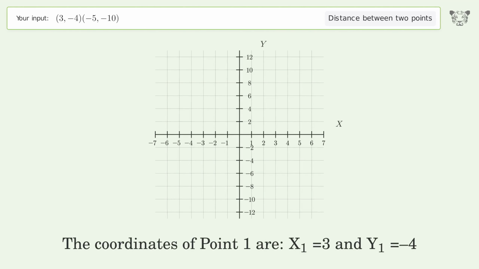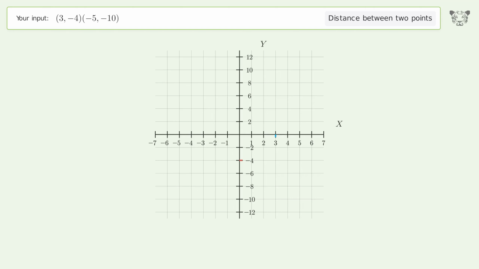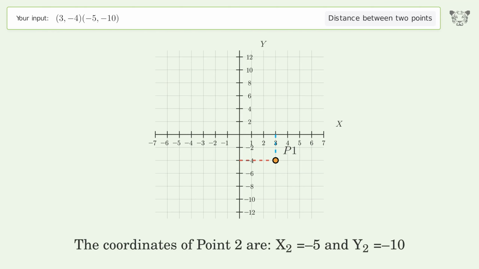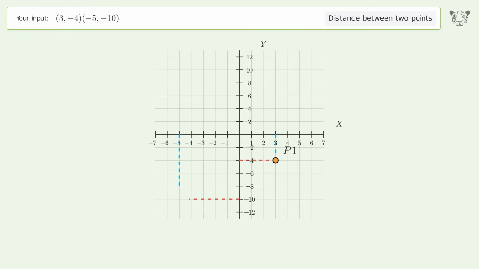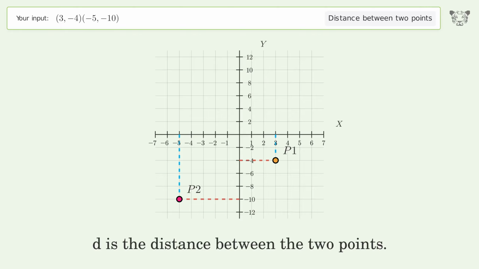The coordinates of point 1 are x1 equals 3 and y1 equals -4. The coordinates of point 2 are x2 equals -5 and y2 equals -10. D is the distance between the 2 points.